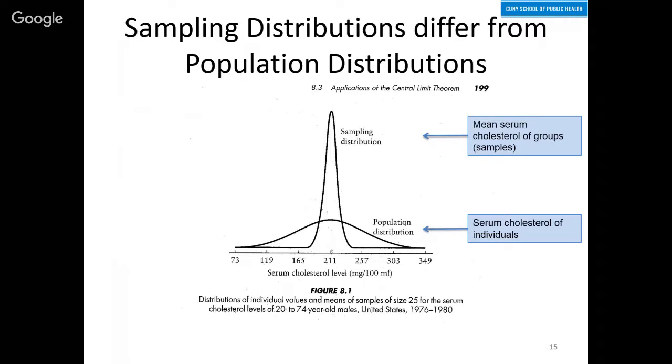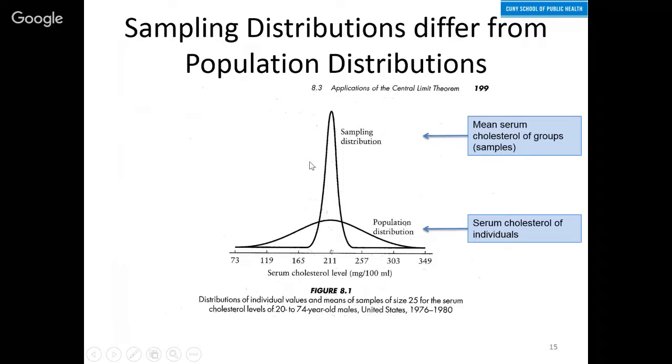And these distributions are different. Here's an example of a normal population distribution. This is serum cholesterol with a mean of 211 milligrams per 100 ml of blood, and a standard deviation of, I don't know, about 6 or 7, something like that. This is the distribution of serum cholesterol levels in the population. If we take samples, a group of people, and take the average of those samples over and over, the sampling distribution is going to look different. It's going to be more pointy, like this, a narrower distribution.